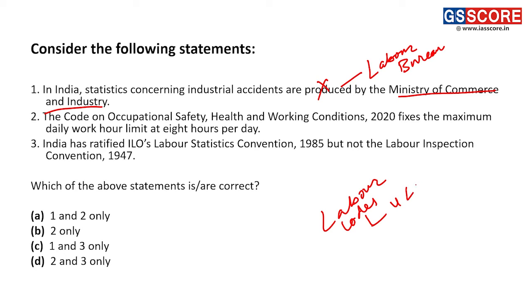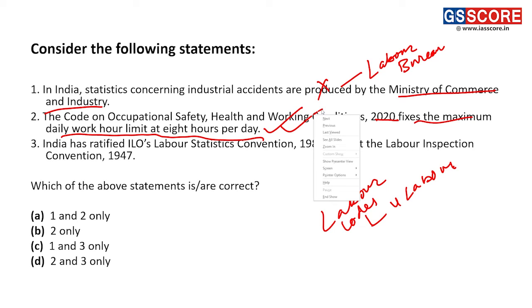So, labor codes were in the news. Four labor codes were there. One was relating to occupational safety, health and working conditions. So, the Code on Occupational Safety, Health and Working Conditions 2020 fixes the maximum daily work hour limit at 8 hours per day. Yes, that is correct.